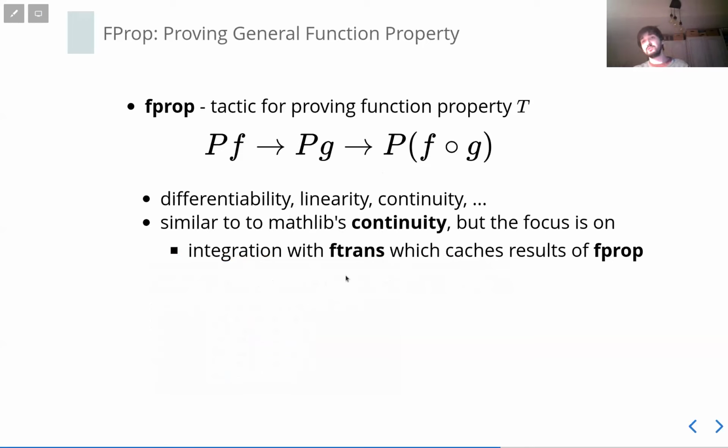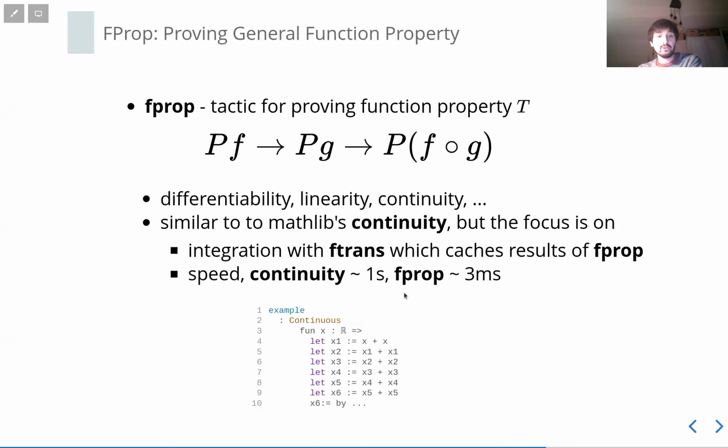Because when you do some function transformation, you often have to prove that certain subfunctions are differentiable and so on. So what FTrends does is cache the results of FProp during the transformation. Therefore, it can be much faster. Also, continuity is not really designed to deal with expressions that look like programs. So, for example, it's not really common to encounter an expression like this when writing mathematics, but it's very common when you write programs. Proving that such a function is continuous with continuity takes roughly 1 second, but when you use FProp, it takes just a couple of milliseconds.